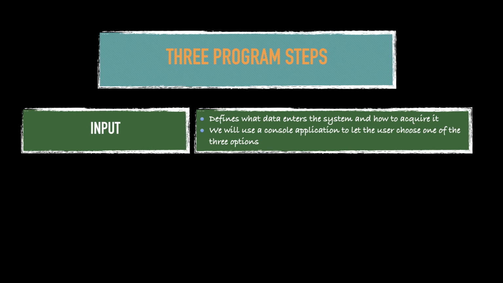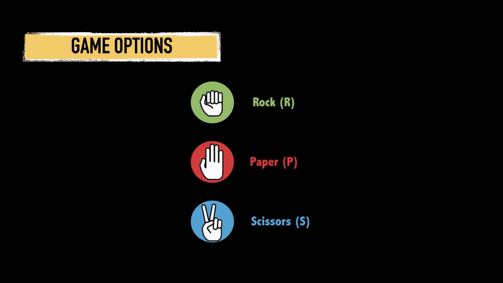In the input step, we need to define what data enters our system and how. Since our game will be a console application and will not have a graphical user interface, the input data will be entered by the user through the keyboard. An important part of the input process is data validation, which means making sure that the data entered by the user is valid and can be processed correctly. To model our game, we will limit the options that the user can enter to only 3 letters: R for rock, P for paper, and S for scissors.